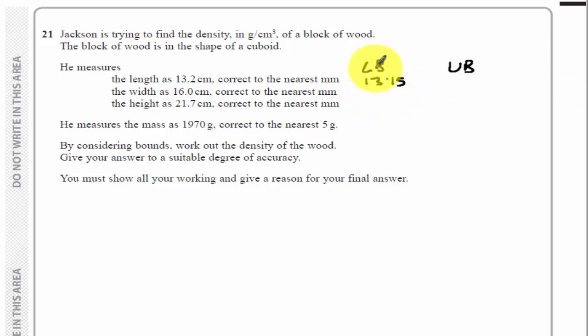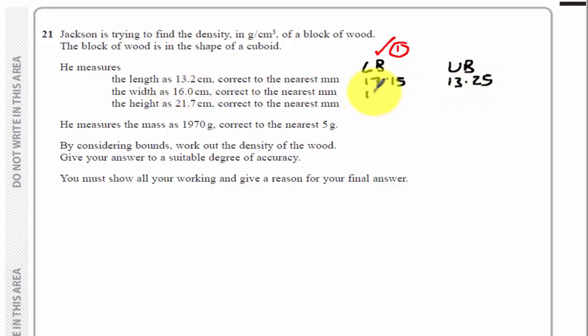As soon as you've written one bound, be it upper or lower, correctly, you've got 1 mark. The upper bound would be 13.25. Now that does round to 13.3, but it's the first number that does, so we know that the length has to be shorter than this, so we use the upper bound as the maximum possible length.